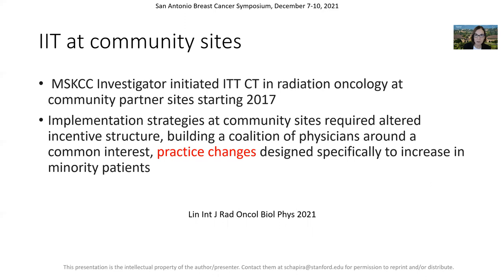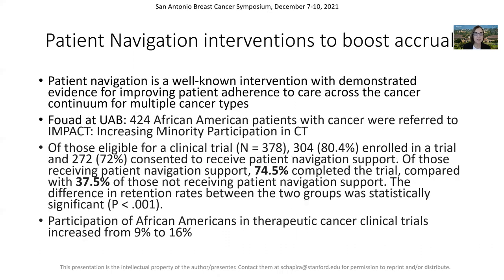Investigator-initiated trials can also be deployed in the community. And again, Sloan Kettering has published their experience working in this area in radiation oncology. And they describe, again, the series of steps that they took in order to make this possible. They describe their implementation strategies at community sites, and it required an alteration in the incentive structure, building a coalition of physicians around a common interest, practice changes designed specifically to increase accrual into trials of minority patients.